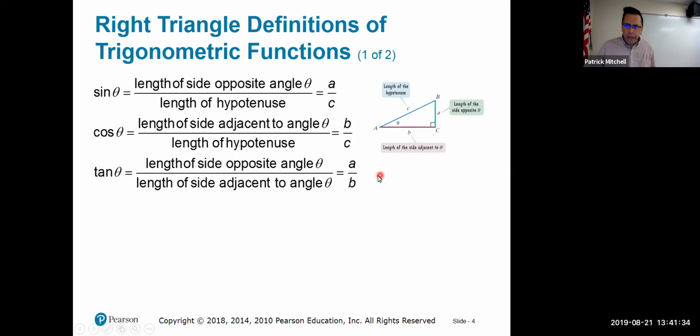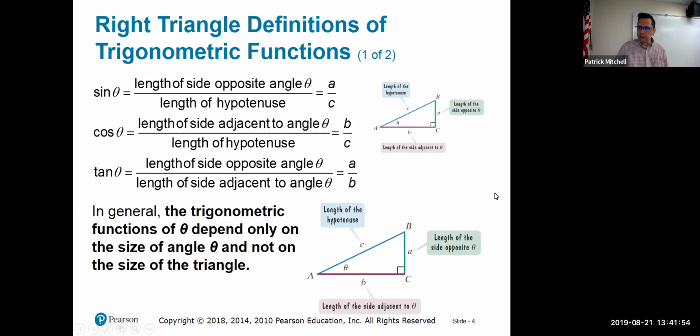I never think of it in terms of A, B, and C. I always think of it in terms of opposite, hypotenuse, and adjacent. I also wanted to point out that this picture is two copies of the same triangle, one bigger than the other. I'm trying to show what they're saying here, which is that the value of the trigonometric function depends only on the size of the angle. It does not depend on the size of the triangle. This triangle is bigger than this triangle. Oh, I just noticed a flaw: these sides would not be A, B, and C anymore. They would be bigger than A, B, and C. But these are ratios, and the ratios will stay the same.